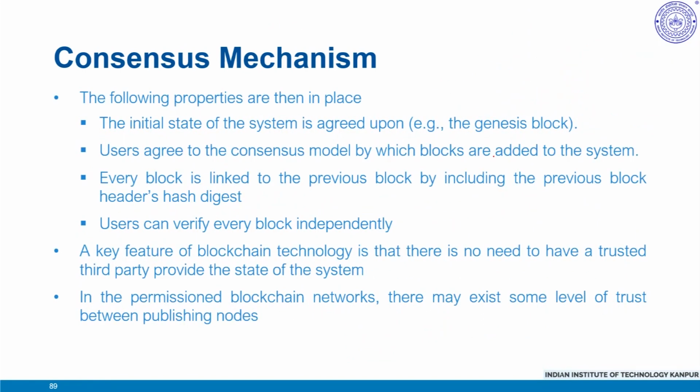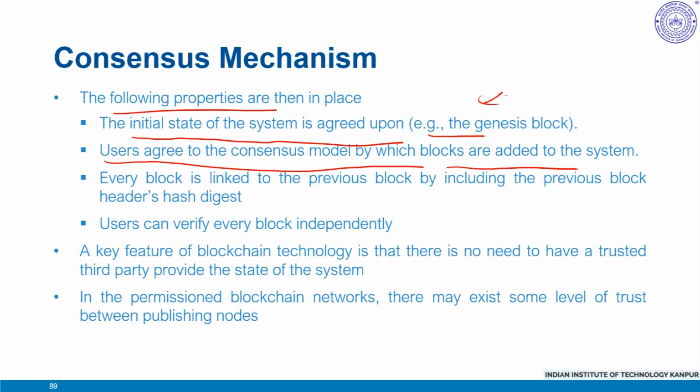So based on this, the following properties become part of the blockchain system. First, the initial state of the system is agreed upon, what we call the Genesis block, so the conditions or rules are set therein. Next, the users agree to the consensus model by which the blocks are added to the system. Every block is linked to the previous block.